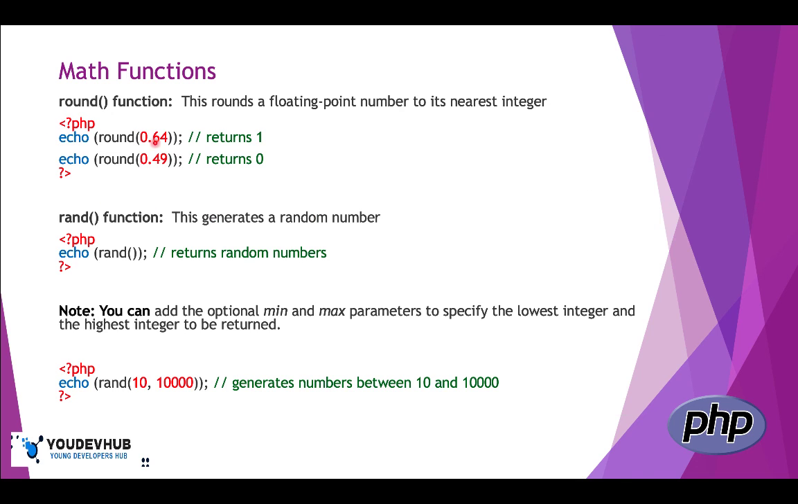We also have the round function. It rounds the number to the nearest whole number. Just as we know, we have rand. Rand also generates random numbers. You can add the optional min and max parameters to specify the lowest integer and highest integer to be returned. If you want to use rand, you give it arguments, where this is representing the lowest and this is representing the highest. So what it does is generate a number between 10 and 10,000. So I'm going to give you an assignment to go ahead and play with all these things and see what it gives you.